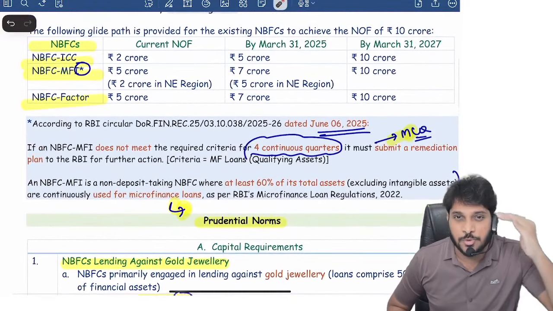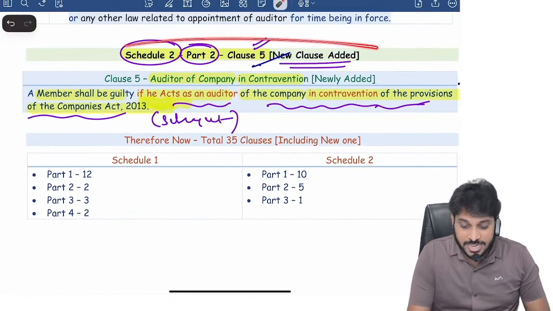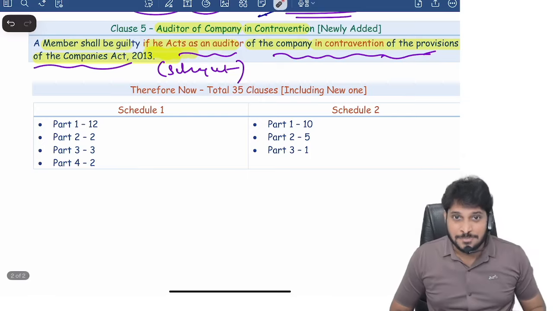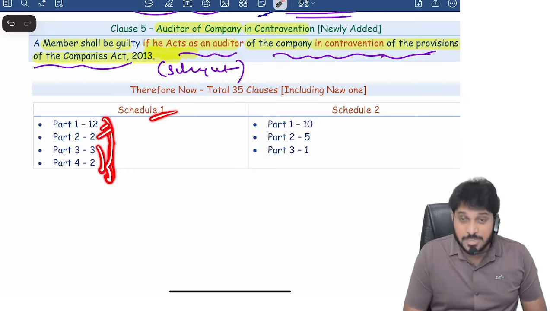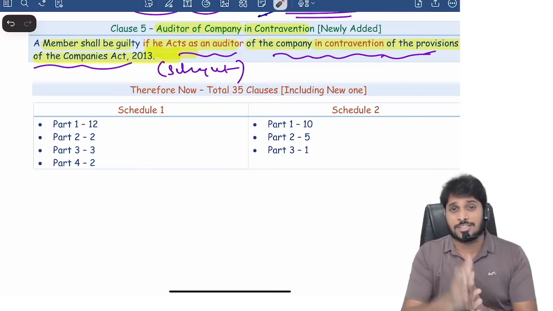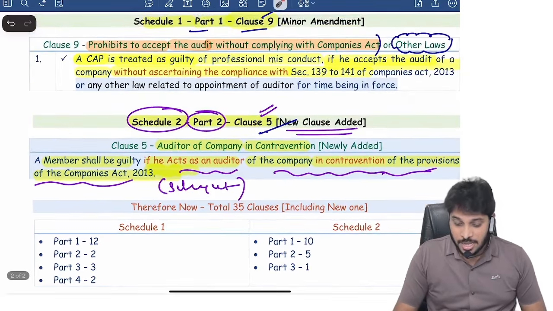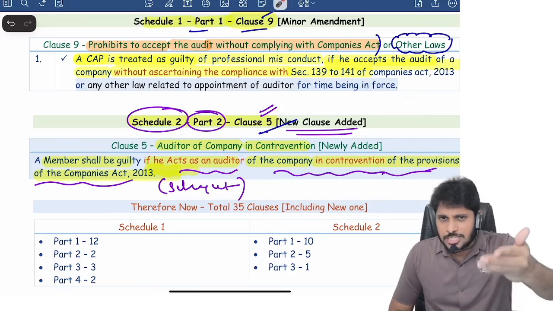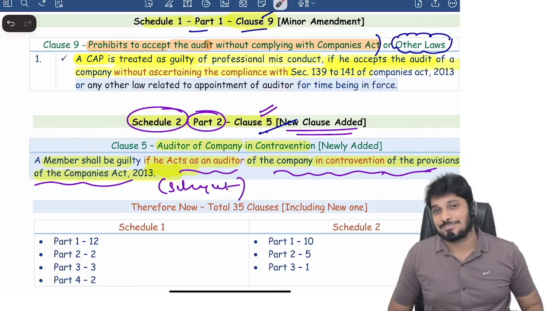Hardly 15 minutes. I hope you will never forget. Remember, in ethics, after insertion of the new clause number 5, the total clauses now come to 35. Schedule 1 has 12 plus 2, 14 plus 5, 19. Schedule 2 has 16. Together, schedule 1 plus schedule 2, we have 35 clauses now. Earlier we used to have 34 clauses. So in part 2, schedule 2, clause number 5 is newly added. For your reference, clause number 4 is about embezzlement or defalcation of money received. That's it.